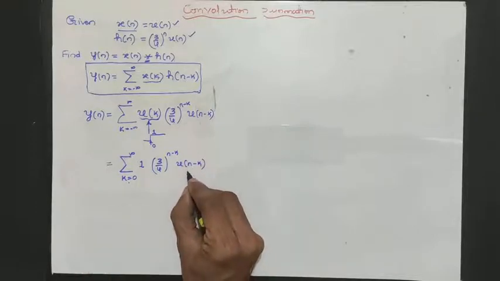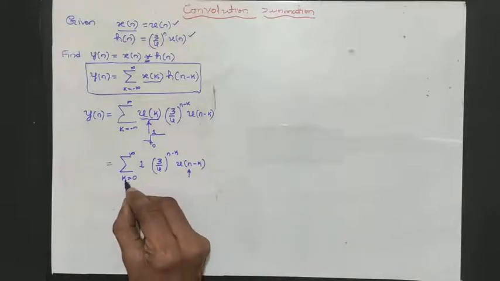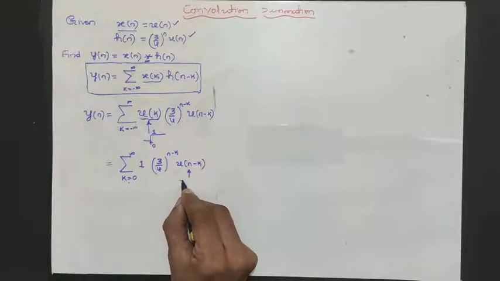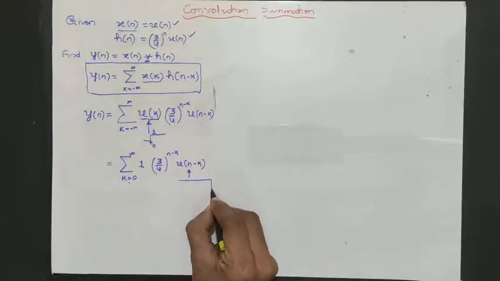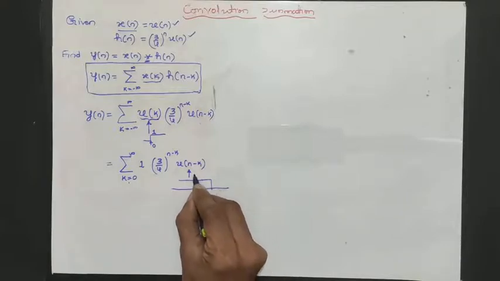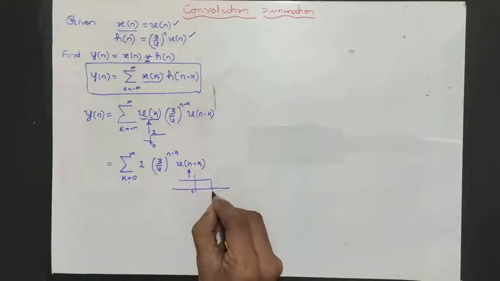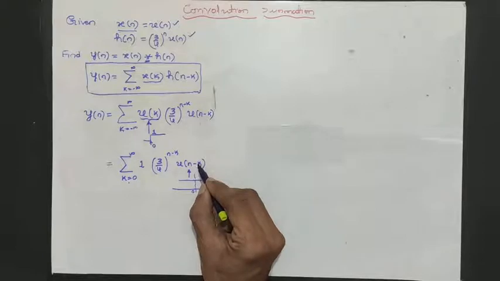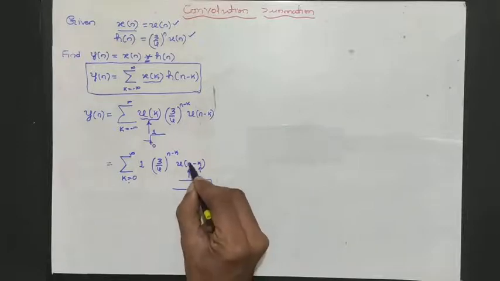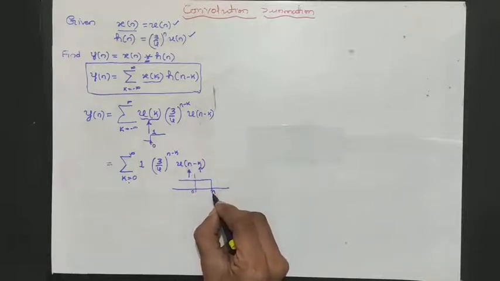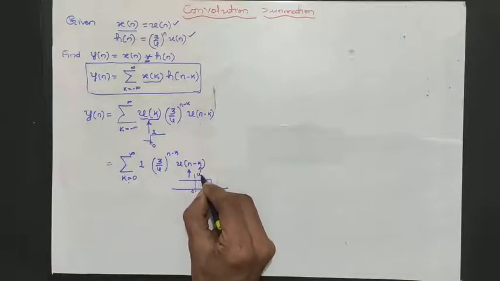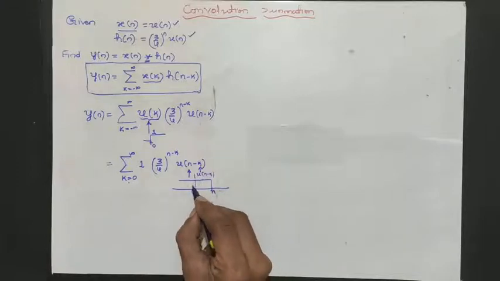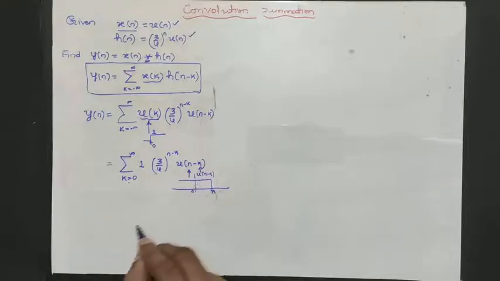Now coming back to u of n minus k. Let me analyze this u of n minus k. This u of n minus k, with respect to k, is observed to be in this manner. It is a reflected signal, a reflected unit step signal. This is 0 and this is n. Please try to understand our signal is with respect to k. Hence there is minus k. Minus k means it's a reflected signal and n is a constant, a shifting constant. Hence this is u of n minus k, a reflected signal which is present like this.